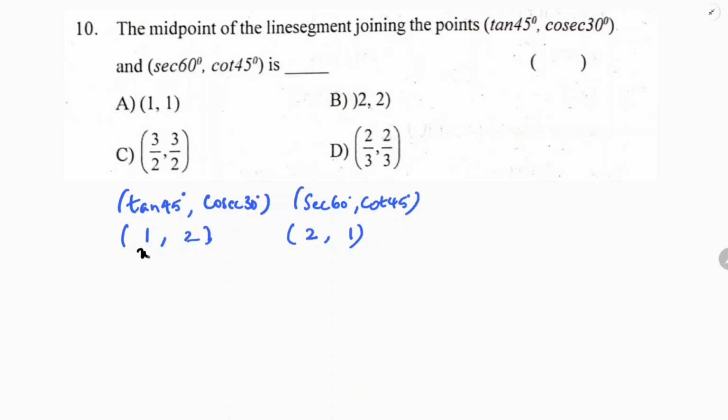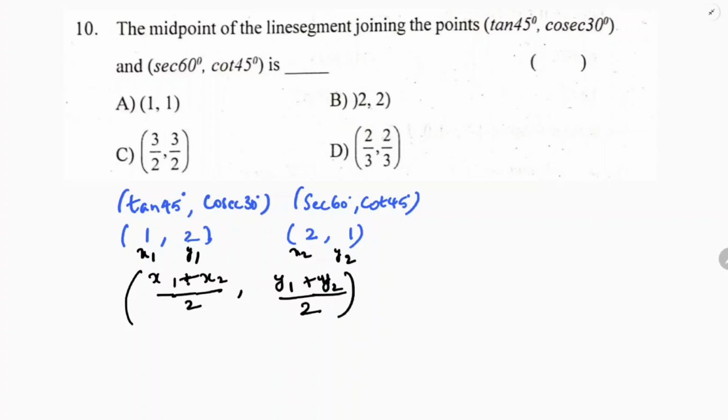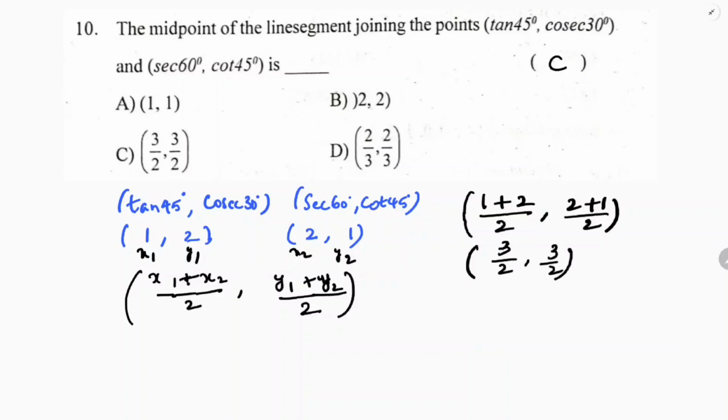So we need to find the midpoint. So x1, y1, x2, y2. Midpoint formula is x1 plus x2 by 2, y1 plus y2 by 2. Now if I substitute the values, 1 plus 2 by 2, 2 plus 1 by 2. So it is 3 by 2, comma 3 by 2. So the correct option is C.